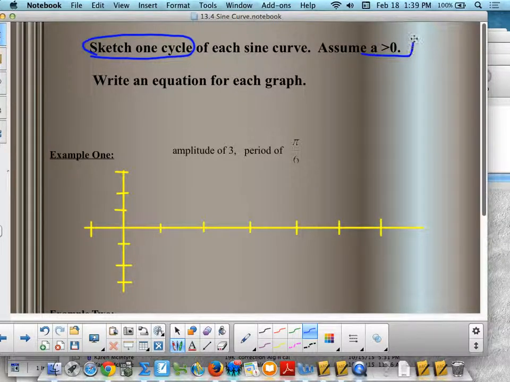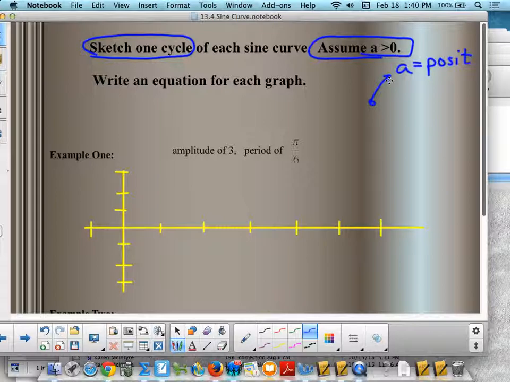Assume A is greater than 0. What does that even mean? It just means A is positive. So if A is positive, what does it tell you? It goes up versus down. Okay, positive.